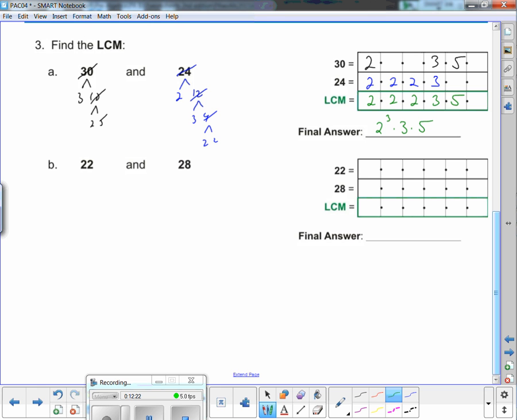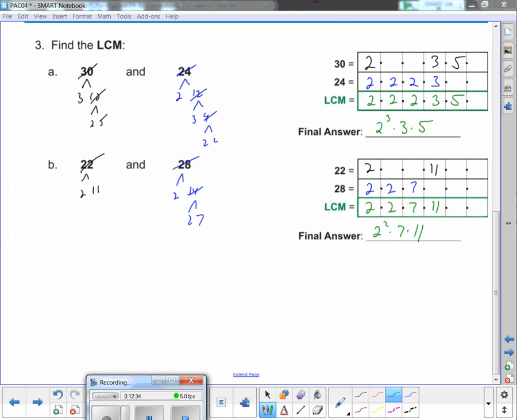Let's do the bottom one. 22 and 28. Why don't you guys do that? I'm going to pause the video. All right, on 3, give me your answer. 1, 2, 3. 2 squared times 7 times 11. Beautiful, right? Pretty easy. 2 squared times 7 times 11. Hey, the biggest trick with LCMs and GCFs, don't get them confused. That's the biggest deal. You got to keep it straight.